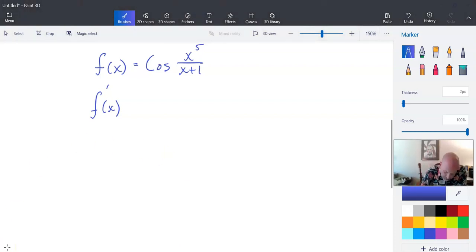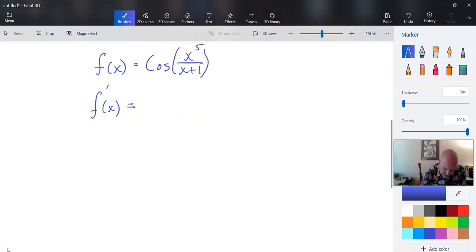Okay, so looking at this, I think we can see what the inside function would be, this piece right here, and the outside function would be cosine. So if I start with the derivative of the outside, it's just dealing with the cosine, which would make it negative sine of x to the fifth over x plus 1. Right, so that's the first factor in here. Now the second factor, I need the derivative of this inside piece. I know that's going to get multiplied by whatever's next here. I need to be able to take that derivative. So let's see what we can do here. I'm just going to do it on the fly.